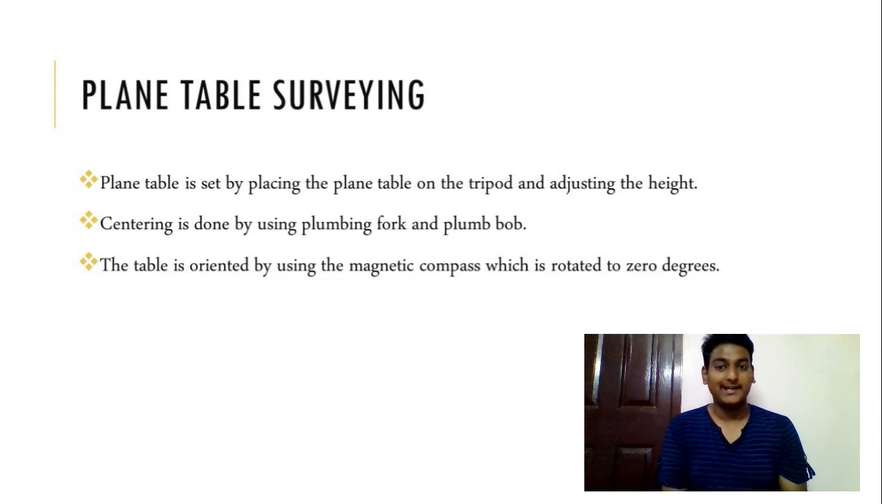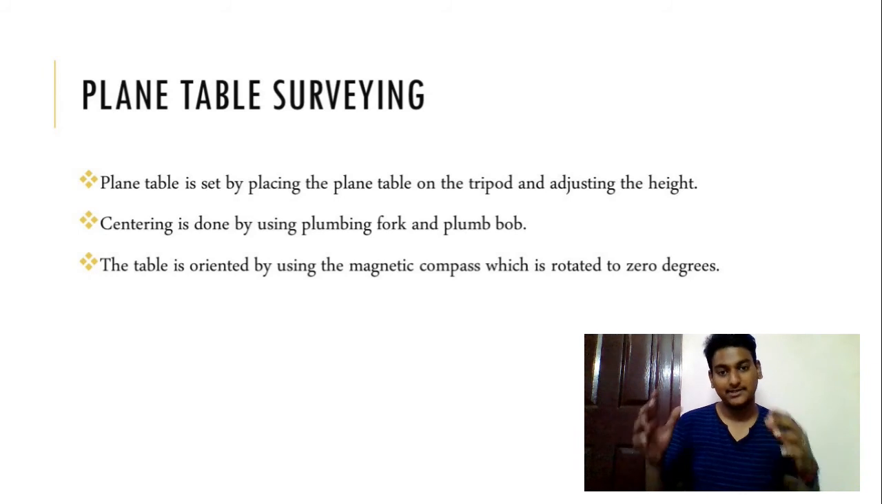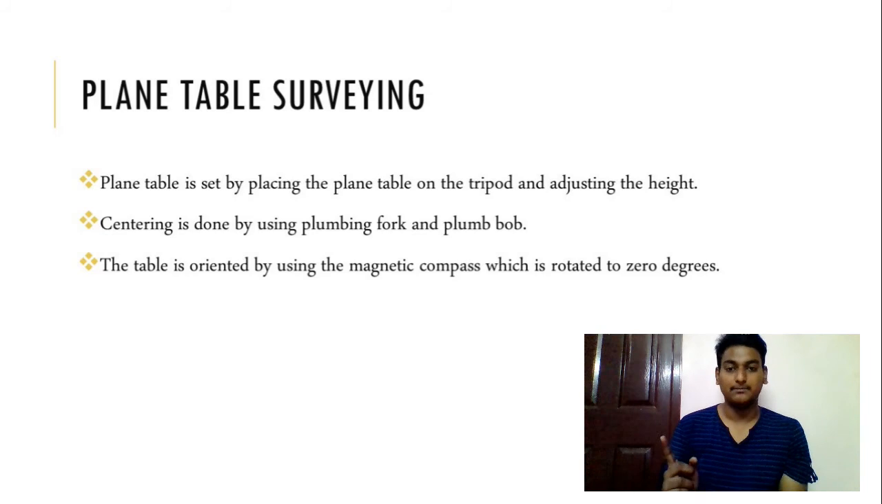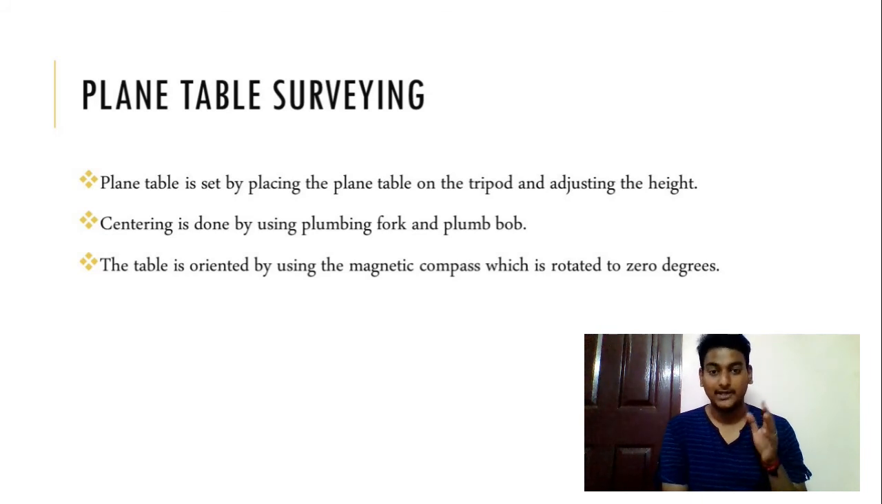So the plane table is set by placing the plane table on the tripod and adjusting the height. Centering is done by using a plumbing fork and plumb bob. This is pretty important, that the station is marked using these instruments. The plumb bob is suspended from the plumbing fork so that the station position can be determined, and the table is oriented by using the magnetic compass, which is rotated towards the north, which is 0 degrees.